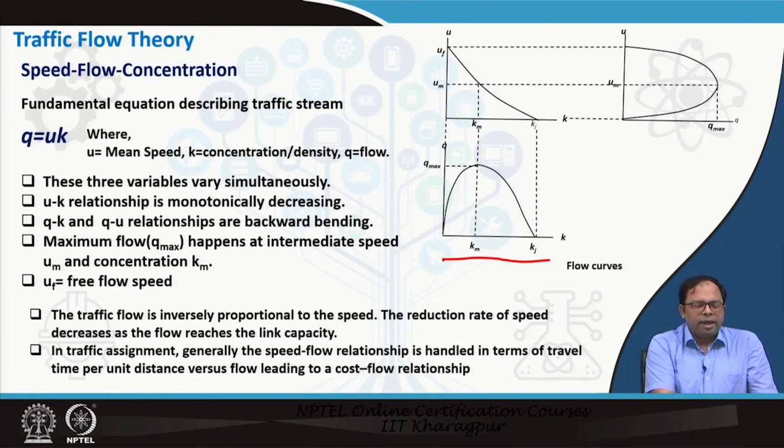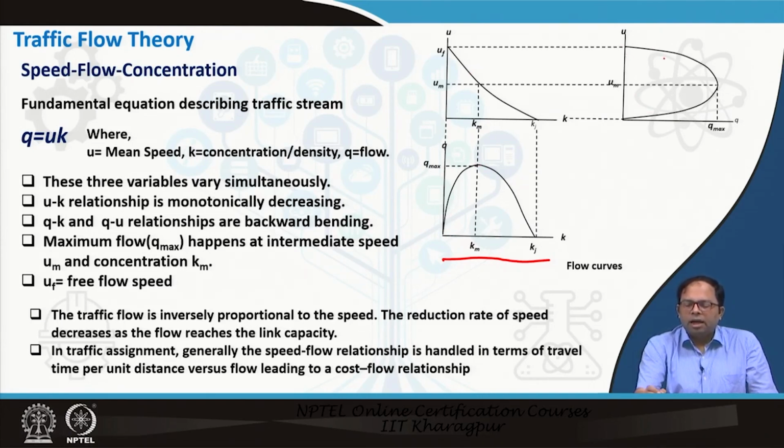The QK and QU relationships are backward bending. That means they increase and then they decrease. So when concentration K is increasing, Q is increasing, where Q is flow, that is, the total vehicles passing per hour. Speed is decreasing and concentration is increasing, which means flow is increasing, but at one point of time it will start decreasing again. And the same happens over here.